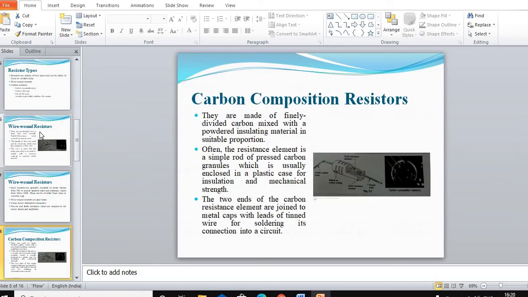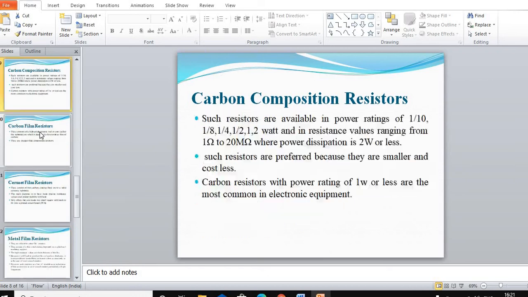Carbon composition resistors. They are made of finely divided carbon mixed with the powdered insulating material in suitable proportion. Often, the resistance element is a simple rod of pressed carbon granules which is usually enclosed in a plastic case for insulation and mechanical strength. The two ends of the carbon resistance element are joined to metal caps with leads of tinned wire for soldering its connection into a circuit.